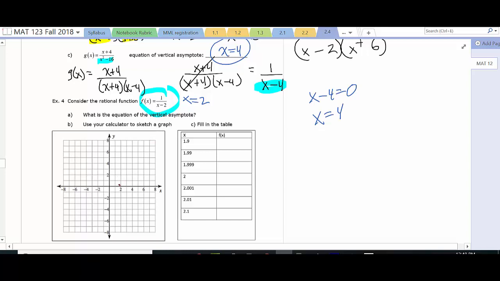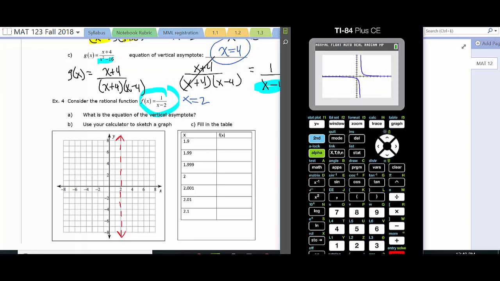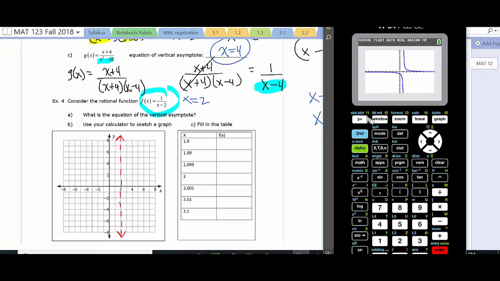So on the graph I gave you, go ahead and put a vertical line that goes through x equals 2. Okay, the vertical asymptote is just a vertical line that goes through that x value. Okay, now we're going to do this one on the calculator. And I'll show you how, we're going to fill this table out.